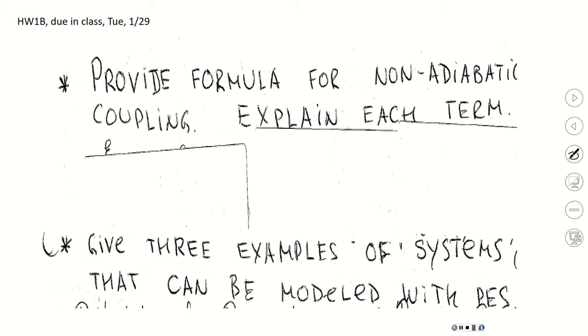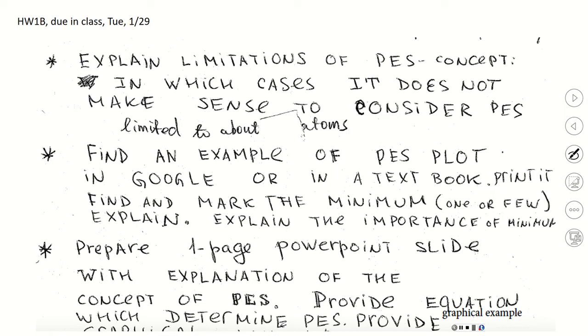Give some examples of, oh yes, 1, 2, 3, for potential energy surfaces. And what else? Give limitations when potential energy surfaces are not applicable.